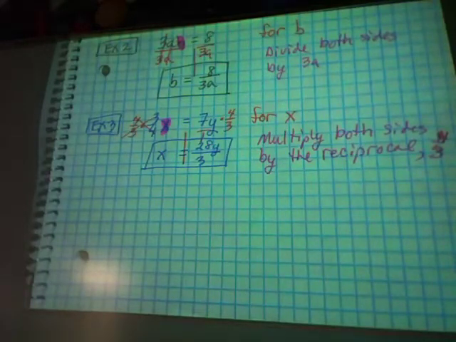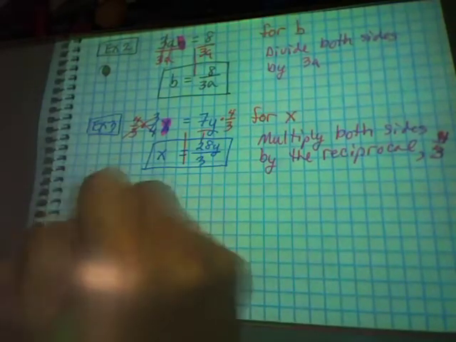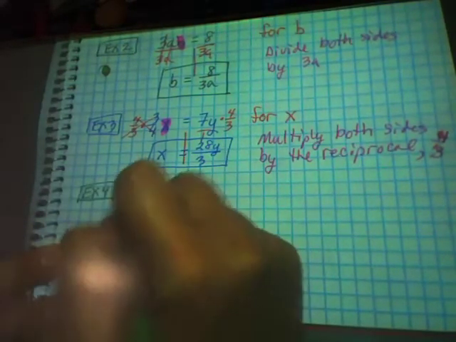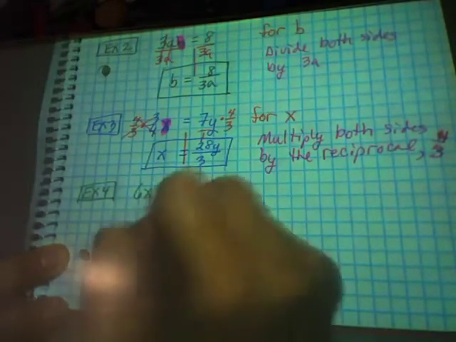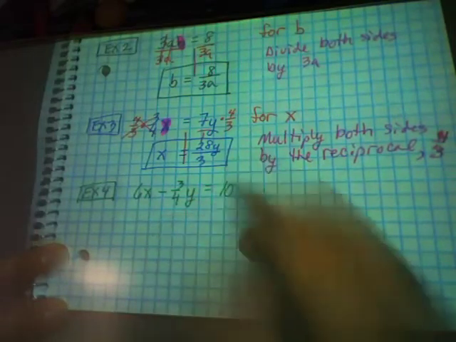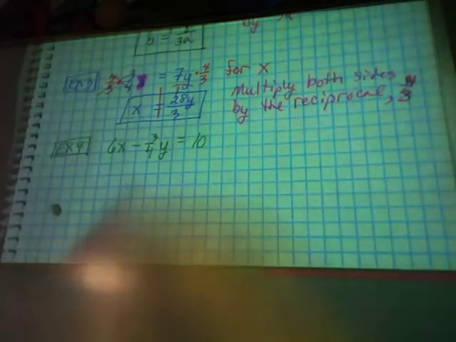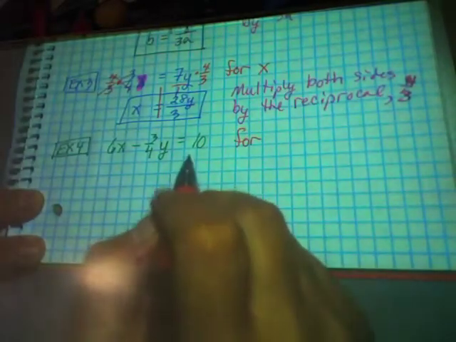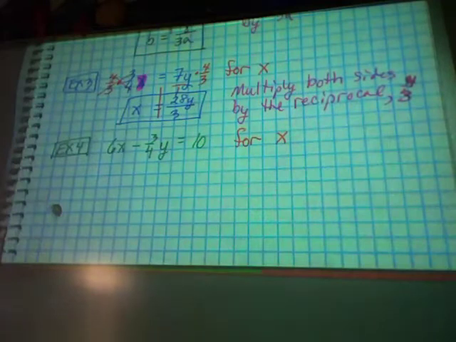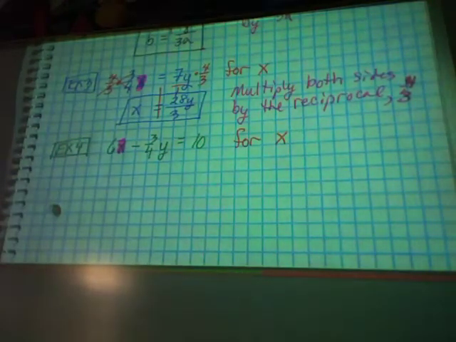The last question in this section, as I'm losing my voice, this time I have 6x minus 3/4 y equals 10. And you are solving for x. So the term with x in it is here. So this time I want you to do it all by yourself. Well, just think about the first step.